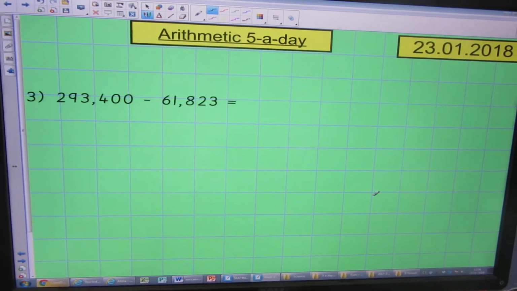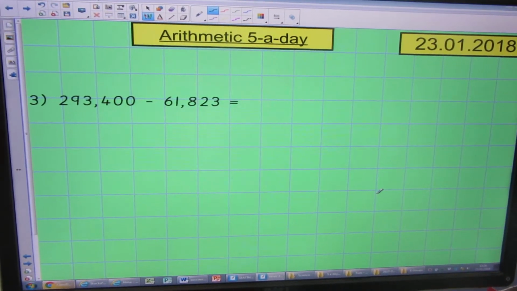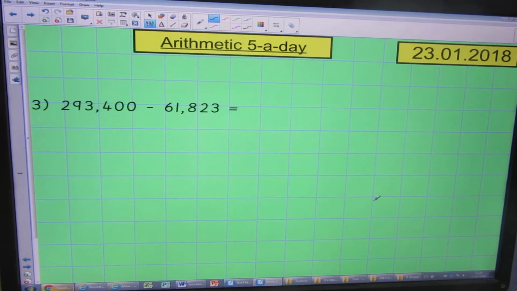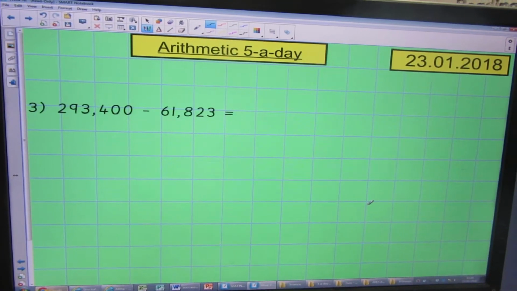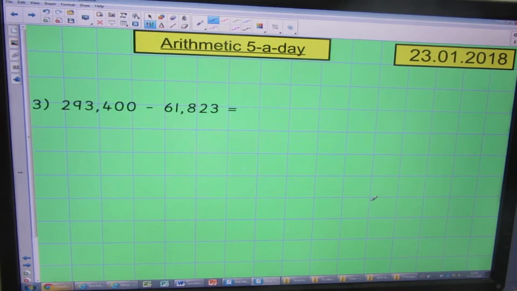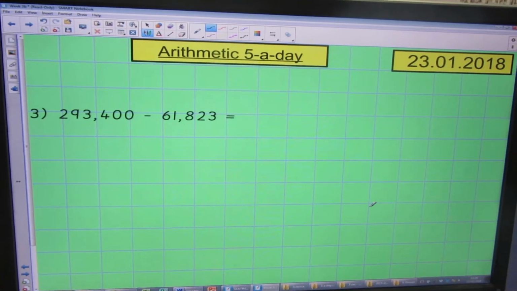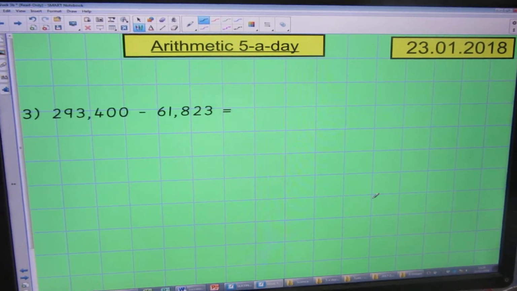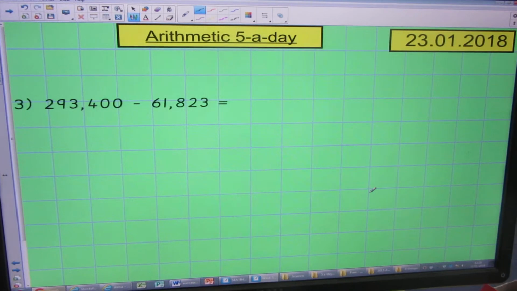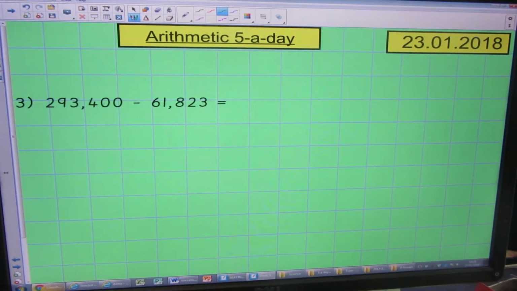Next question, question 3. We've got 293,400, take away 61,823. What do I need to make sure I do with this kind of question? Charlotte? Line up the columns. Line up your numbers, super. So I need to make sure they're in the right place value.